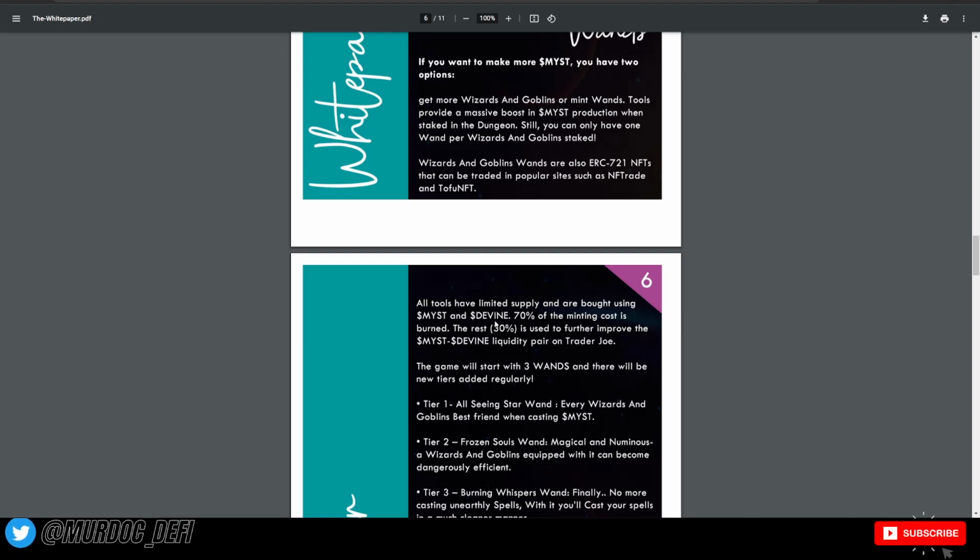So 70% of the minting cost is burnt, and the rest, which is 30%, is used to further improve the mist/divine liquidity pair on Trader Joe, which, since you're providing more liquidity to the pair, is going to help the charts maintain a less volatile price. The game will start with three wands, and there will be new tiers added regularly.